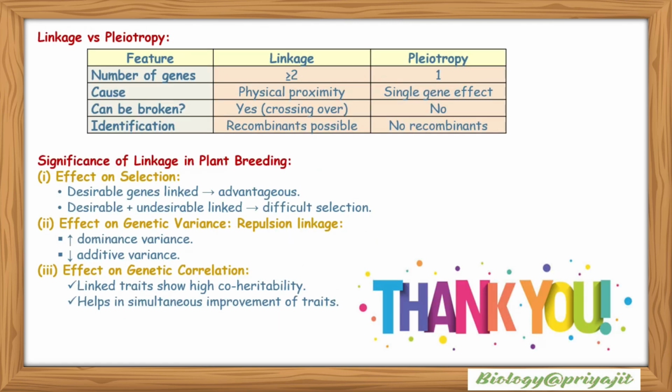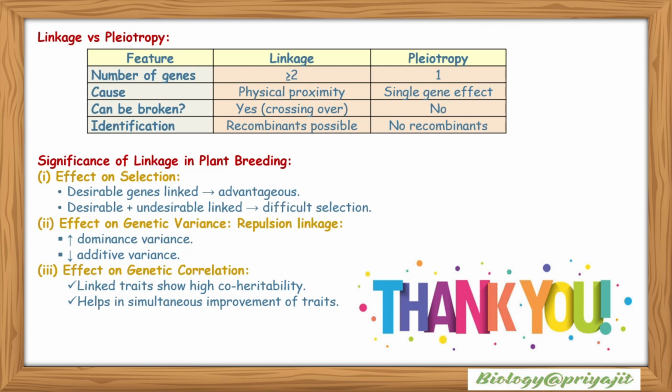So, linkage and pleiotropy. In terms of number of genes, in case of linkage there should be two or more, and in case of pleiotropy it will be one. Cause: physical proximity is the reason for linkage, and a single gene effect is the cause of pleiotropy. Can it be broken? Yes, linkage can be broken by means of crossing over, but pleiotropy cannot be broken. Identification: recombinants are possible in linkage, and in case of pleiotropy there are no recombinants.